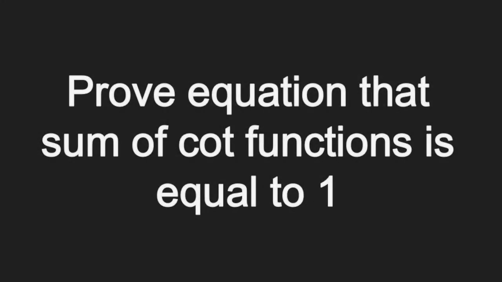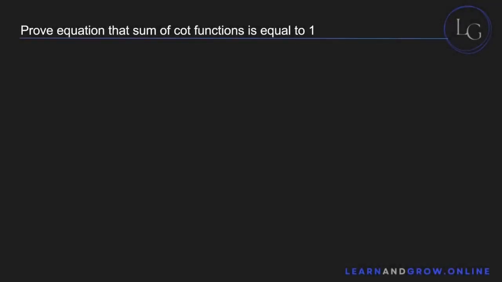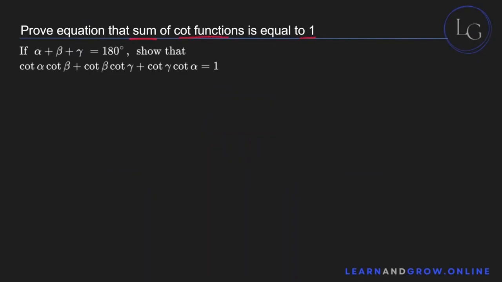Now, let's prove the equation that the sum of the cotangent products is equal to 1. We need to prove the equation. So the question states that alpha plus beta plus gamma is equal to 180 degrees, right? And so basically these are the three angles of a triangle. And it says that cotangent alpha cotangent beta plus cotangent beta cotangent gamma plus cotangent gamma cotangent alpha is equal to 1. And we need to prove it.